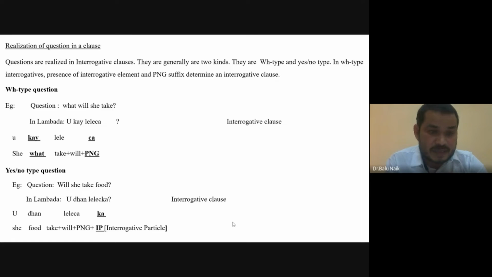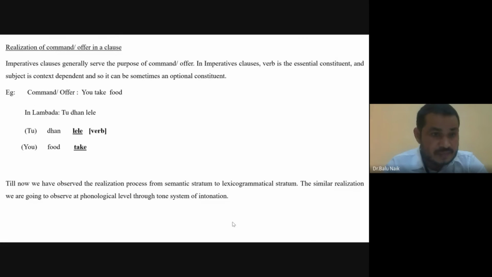Interrogation, yes or no types. Question: will she take food? वो धान लेला चक्का. Chakka is the interrogative particle. Kai is the interrogative, cha is the PNG marker. Who is she, धान is the food, लेला is take plus will plus cha, the PNG marker. Kai is the interrogative particle.